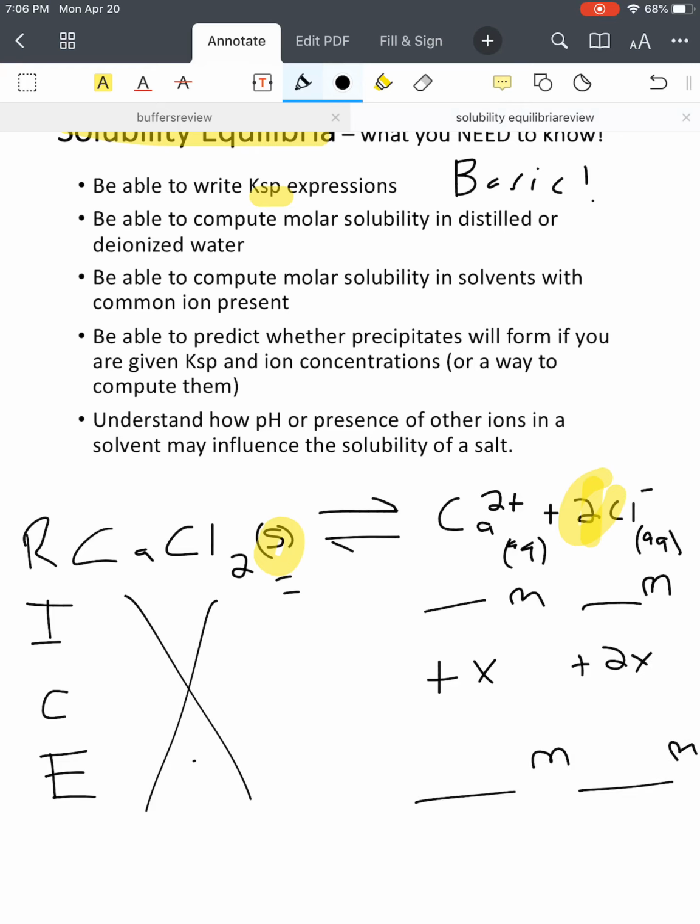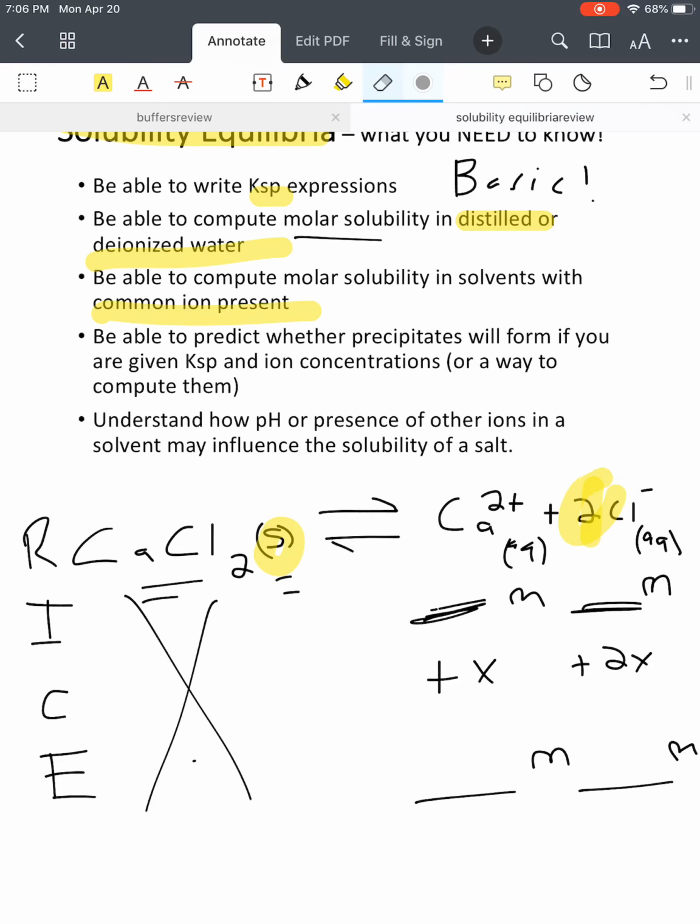Now you need to be able to compute molar solubilities, which is the number of moles per liter of the solid you can get to dissolve. We need to be able to do that in two conditions, either distilled or deionized water, and the next one is when a common ion is present. And the only difference in the calculation is whether or not zeros go here and here for your initial amounts. If we are doing this in distilled water, we'd write a 0 and a 0 for our initial amounts there and there. That's for distilled water or deionized water because there's no other ions present in that case.